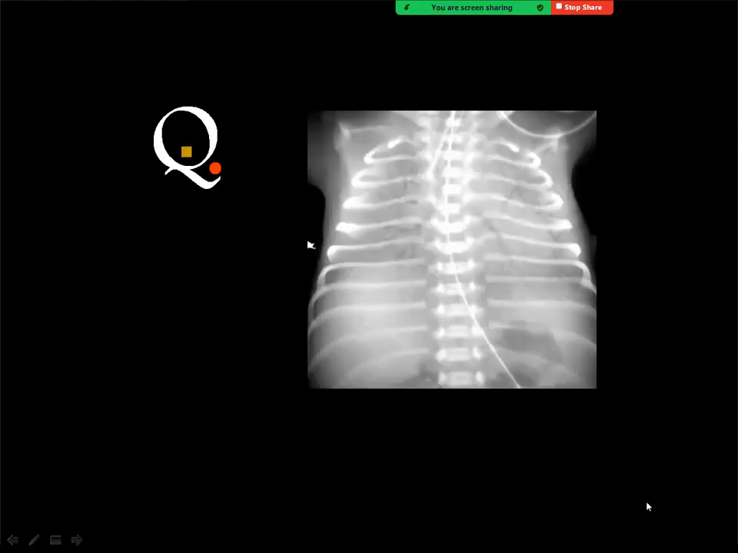This chest X-ray of a neonate very distressed, intubated, and is in the intensive care unit.